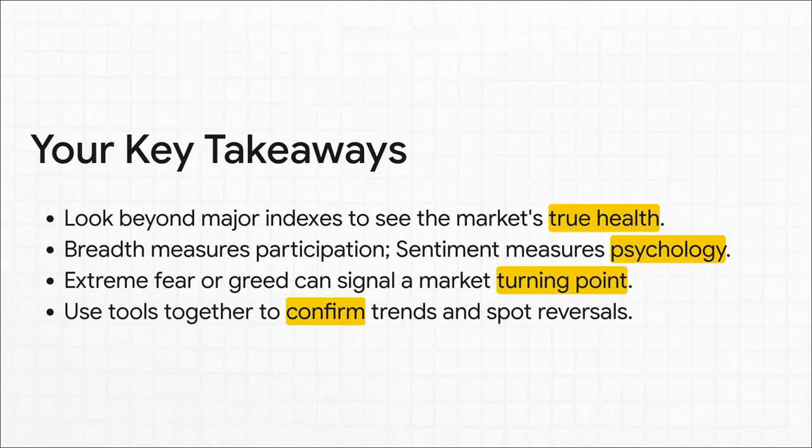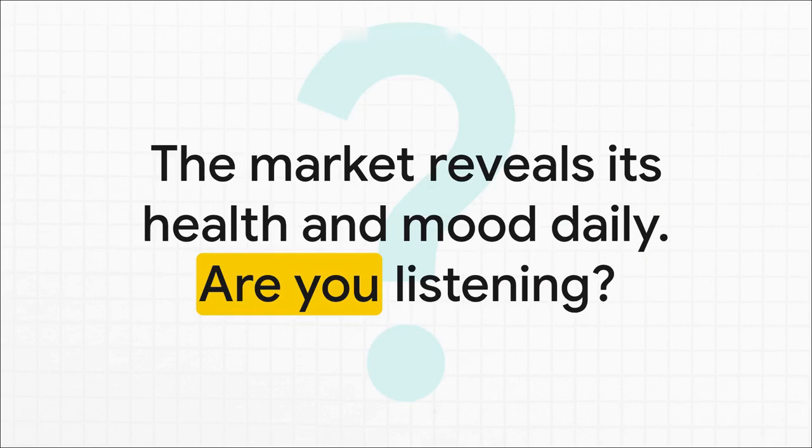So what are the big takeaways here? First, always look under the hood. Don't just take the headline indexes at face value. Second, remember the difference. Breadth is what the market is doing, sentiment is what it's feeling. And maybe most importantly, use these tools together. That's how you can really get a jump on spotting potential turning points before the rest of the crowd even sees them coming. So I'll just leave you with this one last thought.